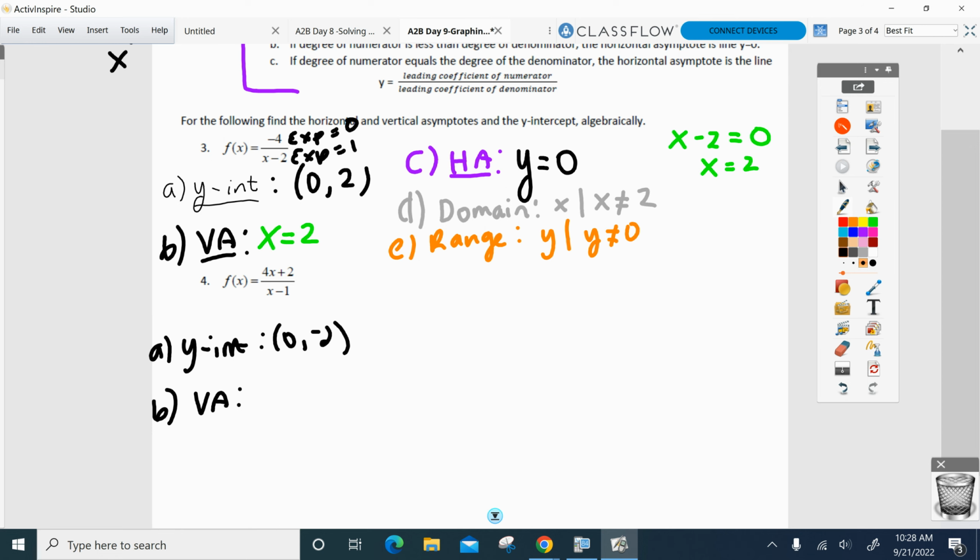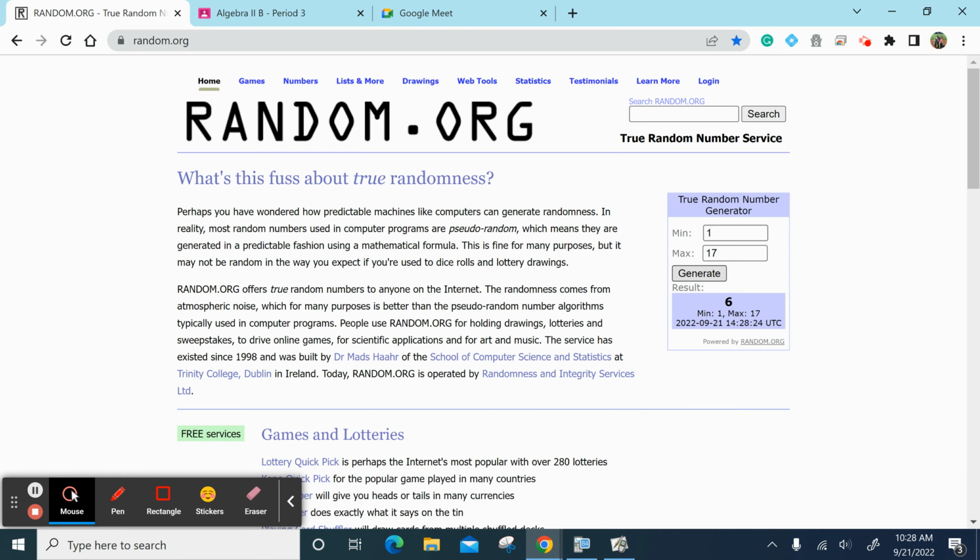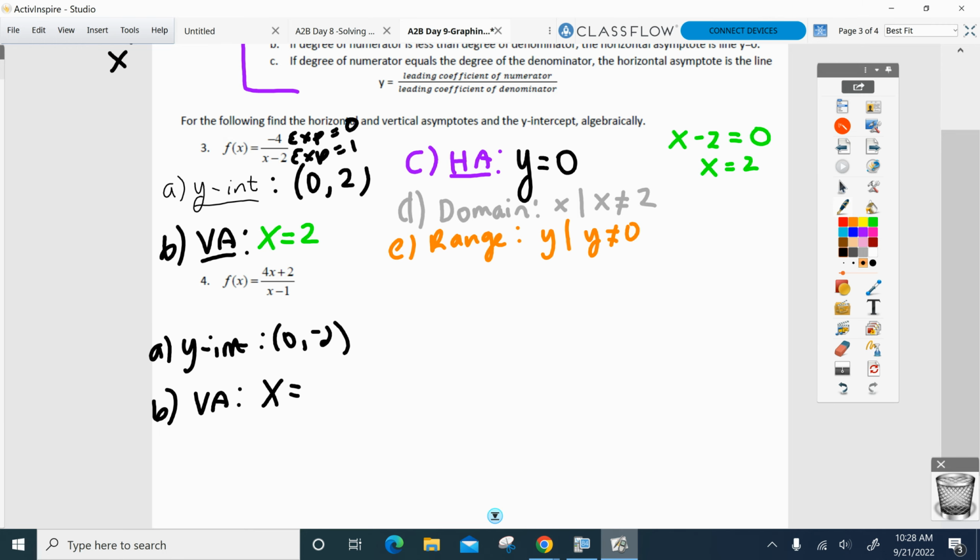I'll let you keep working. Vertical asymptote. X equals blank. It's got to be x equals. What makes the fraction undefined? You're not worried about the numerator. What makes the denominator equal to 0? Good. X equals 1. All good with me? We can find those two? All right, here we go.